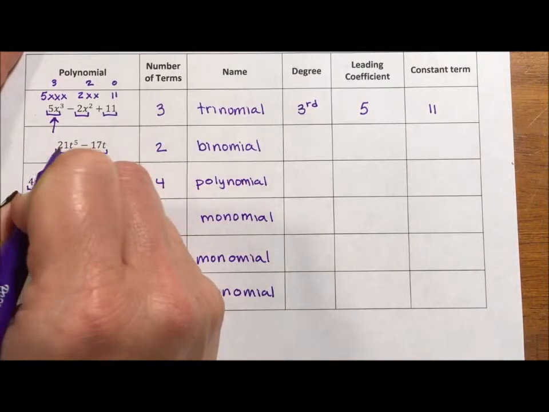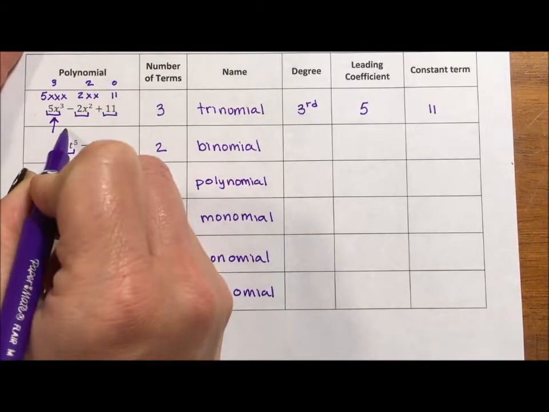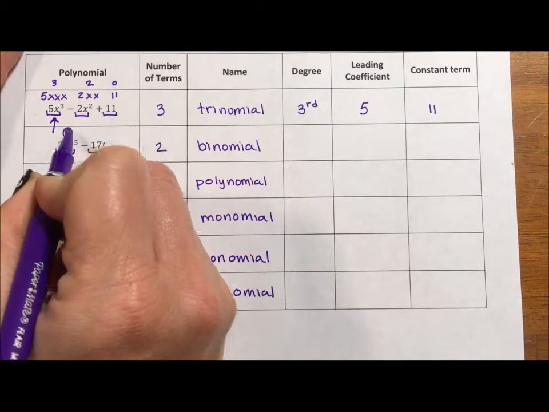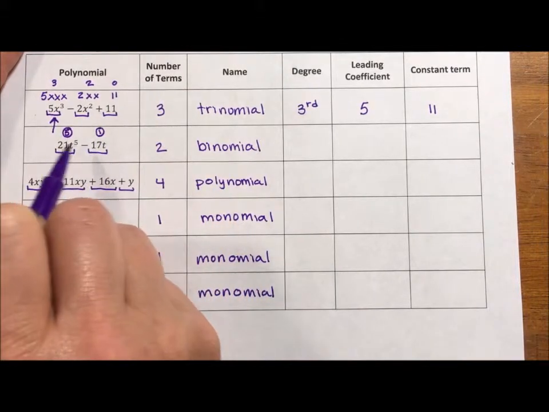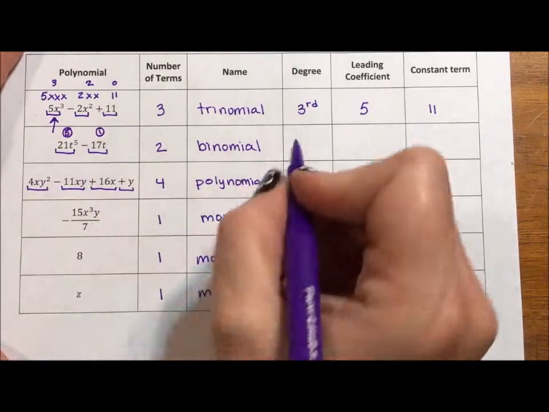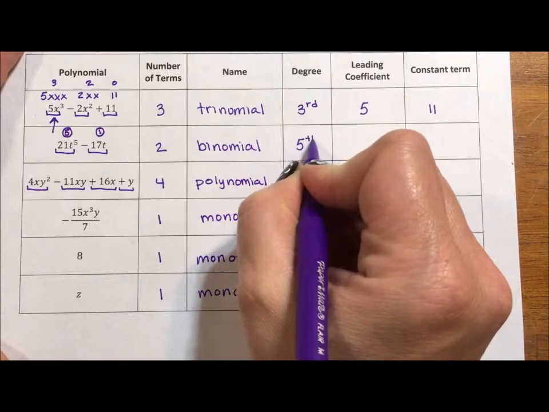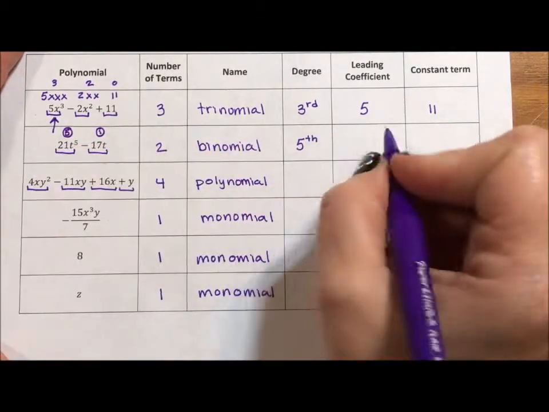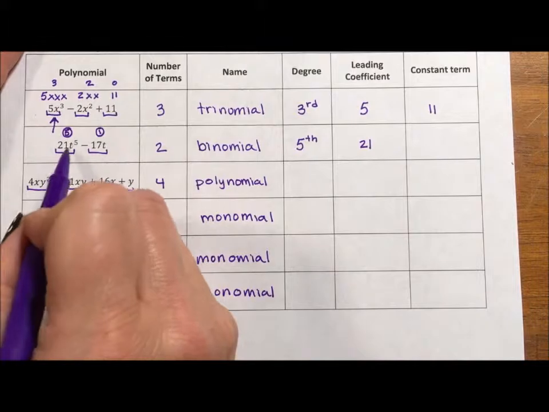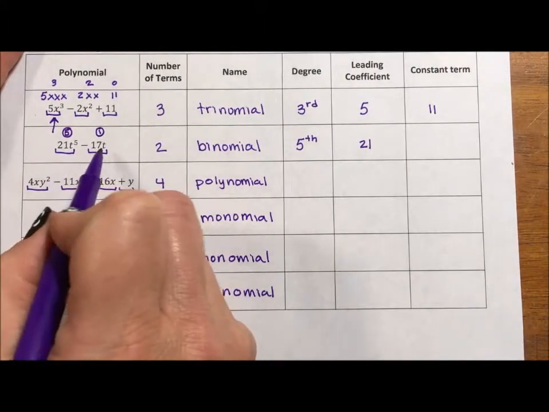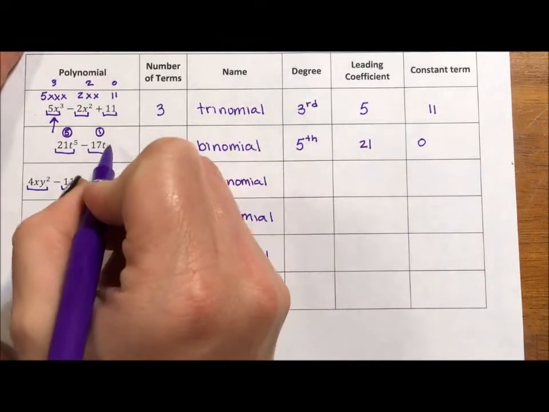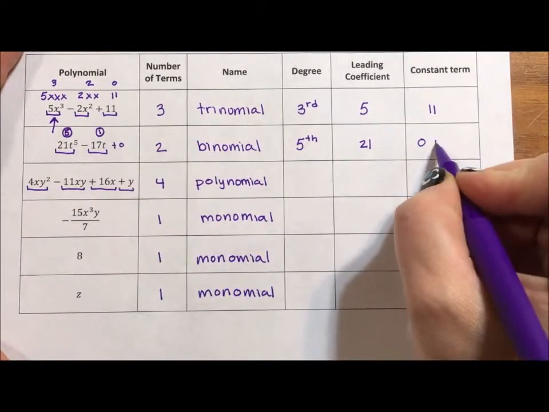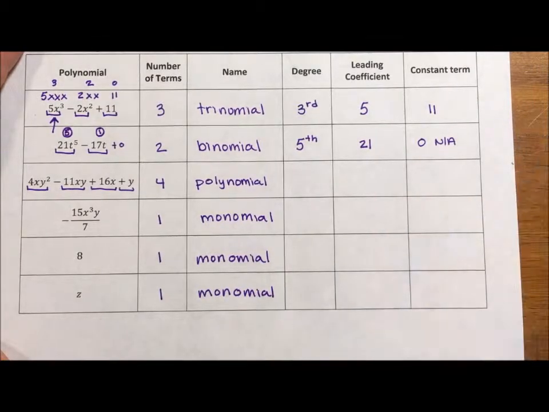This one: 21t to the 5th. This is a 5th degree term. 17t, this is a 1st degree term. There's 1 unknown there. There are 5 there, which means this is a 5th degree polynomial. The leading coefficient is 21. That's the number attached to the t to the 5th. And the constant term, there isn't one. We could say 0 because we could add a plus 0. We could also say not applicable because there is no constant term on this polynomial.